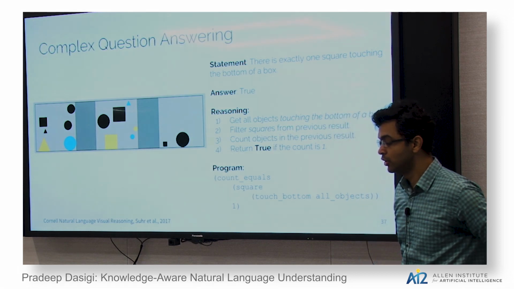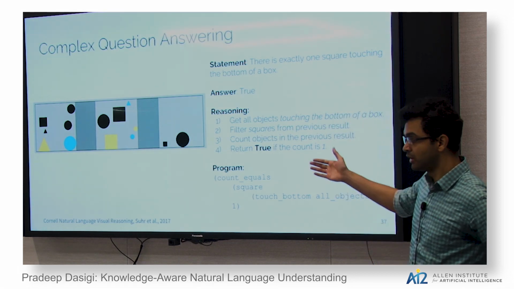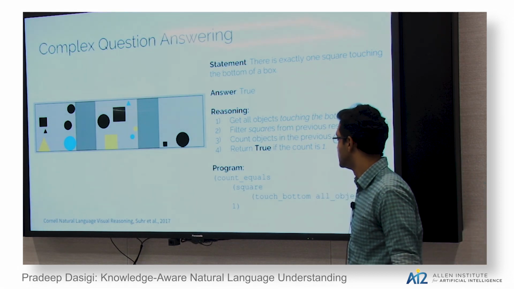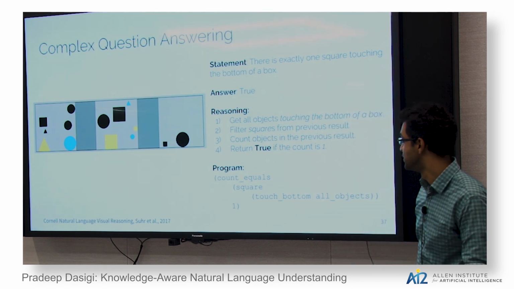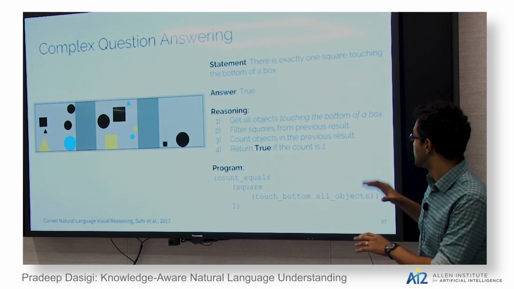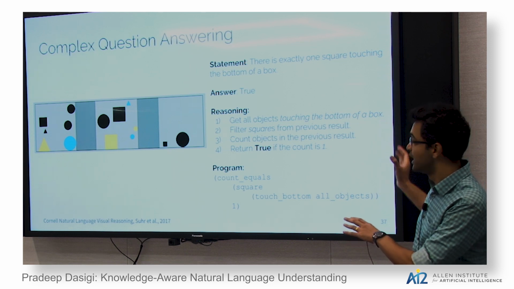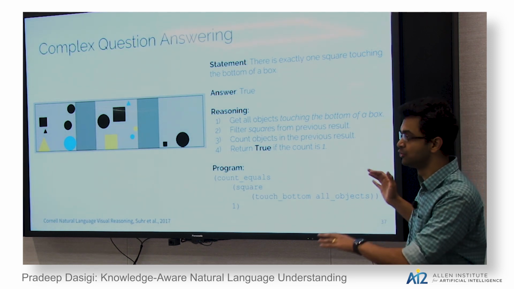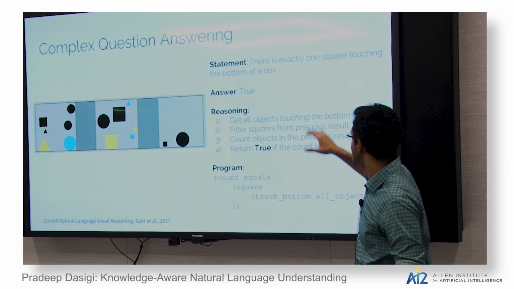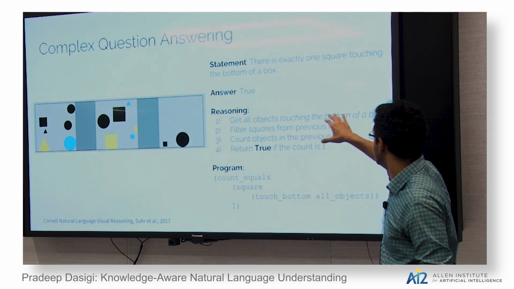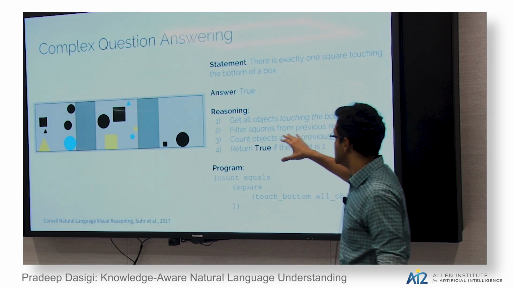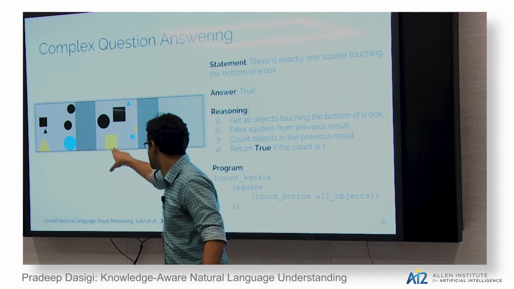Similarly, when you're doing question answering over figures, this is an example from the Cornell Natural Language Visual Reasoning dataset. When you're doing question answering on this, or in fact, when you're evaluating whether a given statement is true or false in this, you have a statement like there is exactly one square touching the bottom of a box, which is true in this case because that's just this one square.